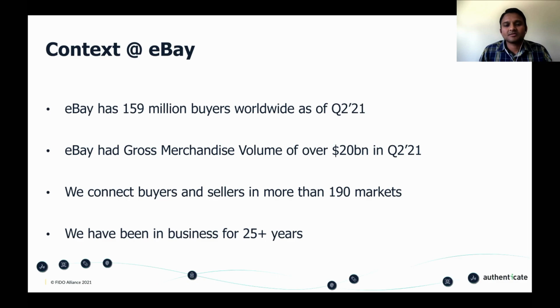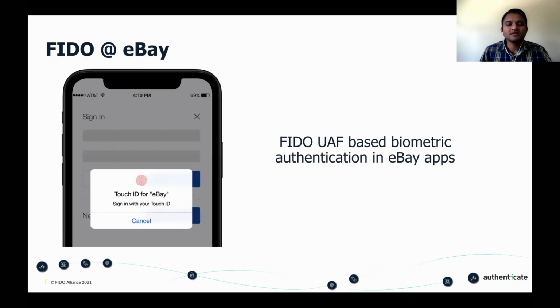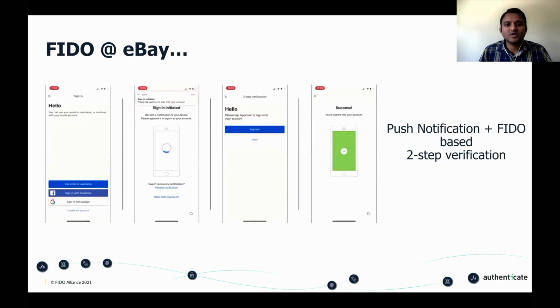Let's take a look at some of the journey of WebAuthn and FIDO at eBay. Our first implementation was the FIDO UAF protocol-based biometric authentication inside the eBay mobile applications. We were among the first to implement the spec and also provide open source libraries for client and server in the same area. We then took push notifications as a technology and combined it with the FIDO UAF implementation I just mentioned to provide a simple, secure, and scalable two-step verification to our customers.